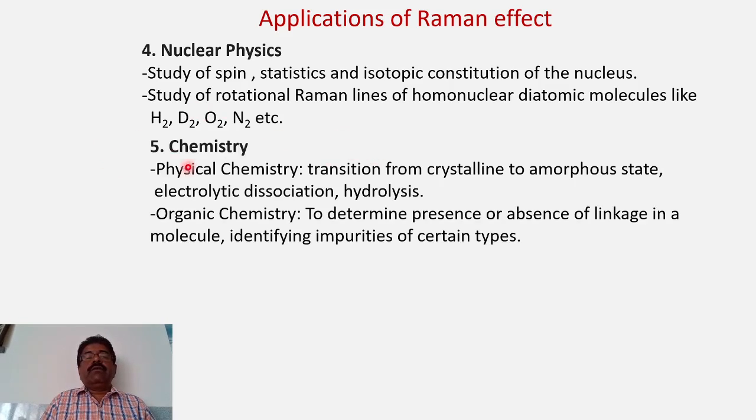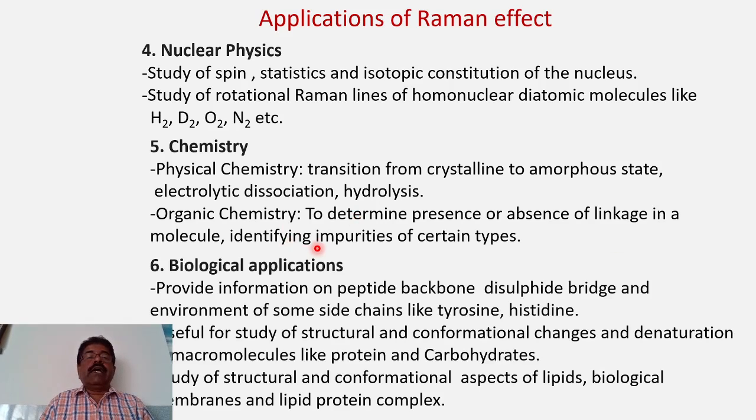Then in chemistry, in a broad way, you can define the applications. For example, in physical chemistry, the state change from crystalline to amorphous can be studied by the Raman spectra. Phenomena like electrolytic dissociation and hydrolysis can also be studied. Then in organic chemistry, we can use Raman spectra to determine the presence or absence of linkages in a molecule, and one can also use it to identify impurities of certain types.